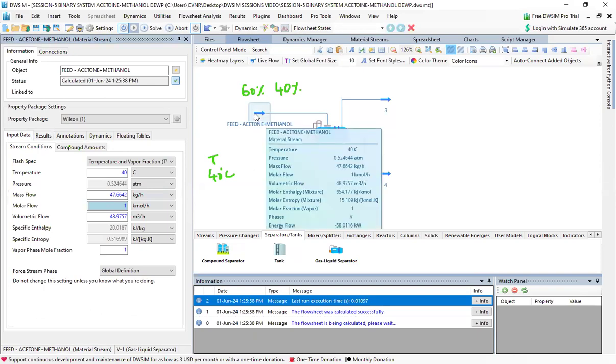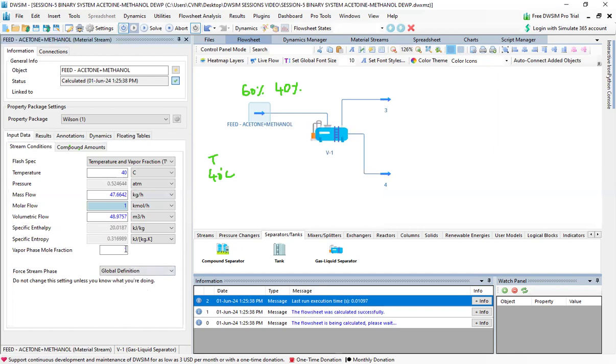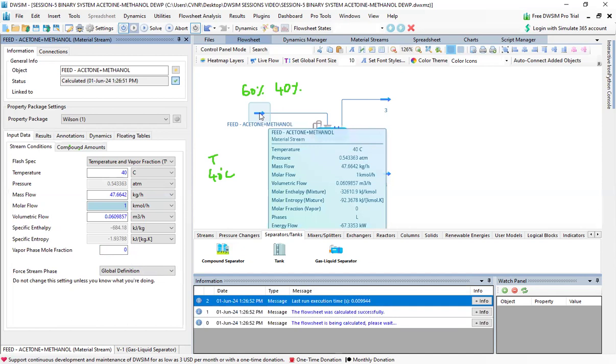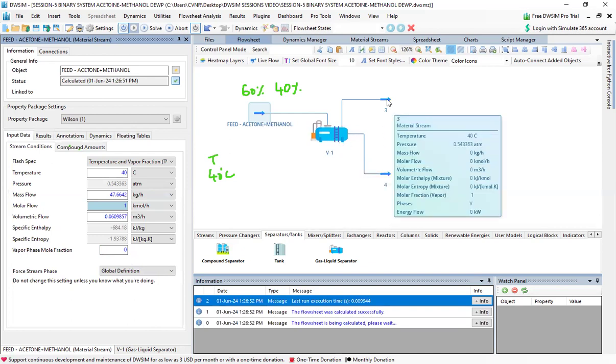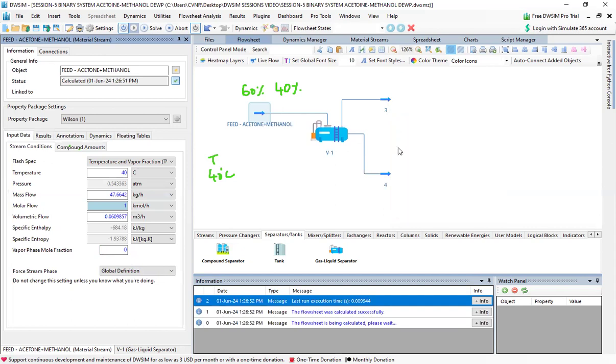I have fixed the temperature, and we know the temperature as 40 degrees centigrade, and let us make this vapor fraction 0. That means it is entirely liquid now. Now check. Whatever feed we have taken as 1 kilomole per hour, as it is liquid, in the gas liquid separator, if you go to the top vapor, nothing will be coming out. It will all be 0 kilomoles per hour.